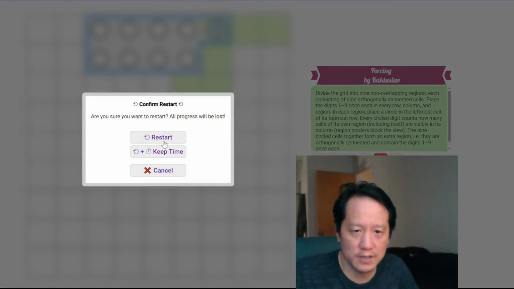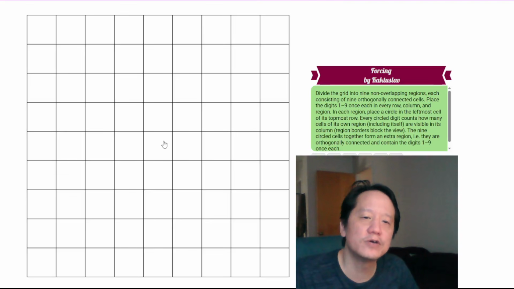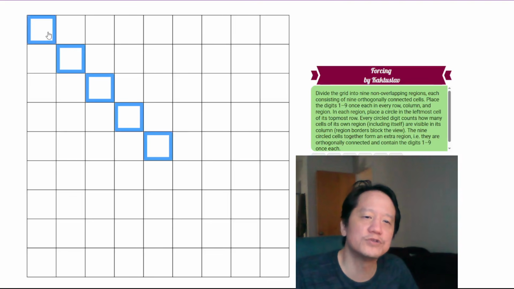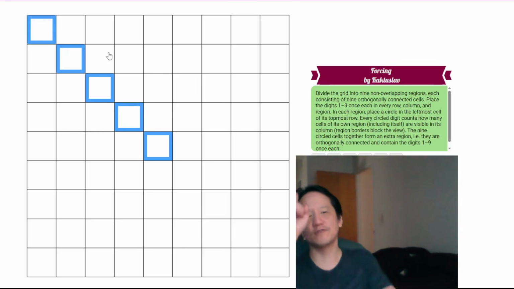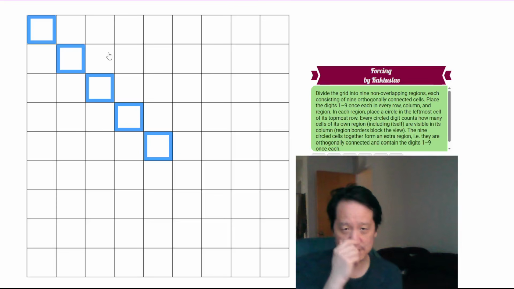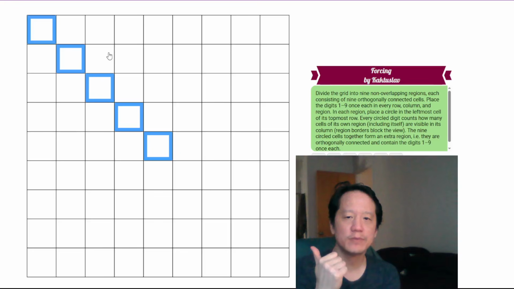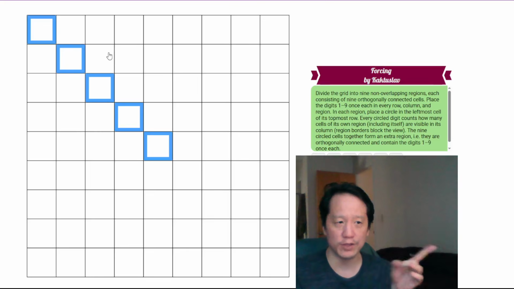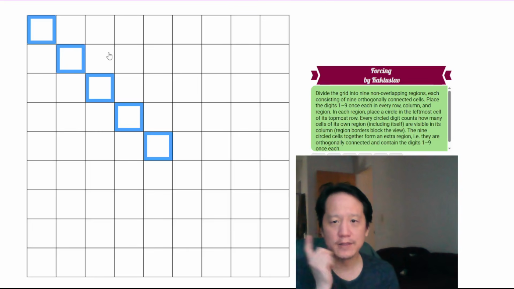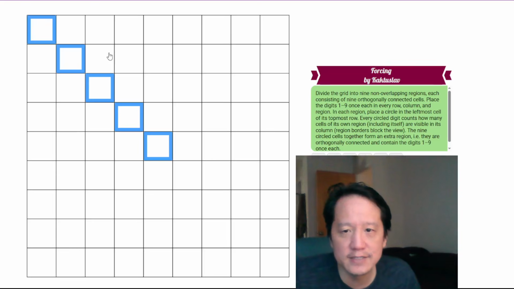Let's go. Okay, so the circled cells. There's a couple of things that are very restrictive here. One is in the circled cells, you have to have the digits 1 through 9. That means the 9 is saying how many of its cells are visible in its column.